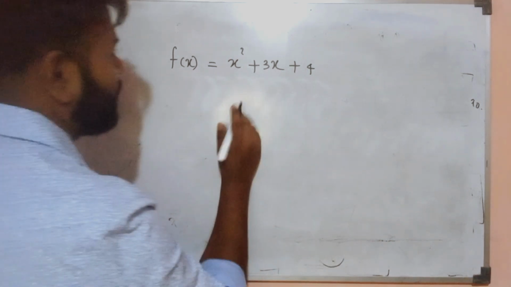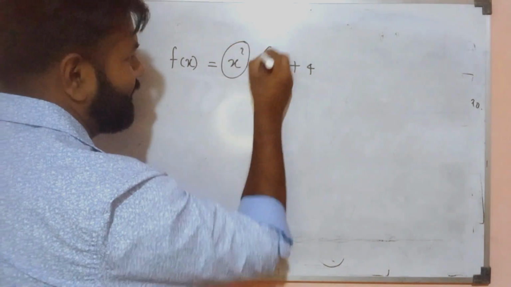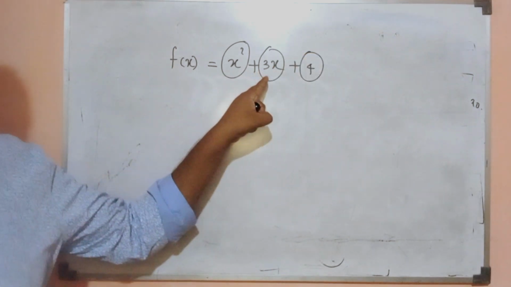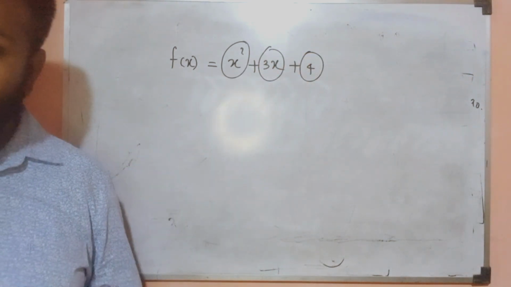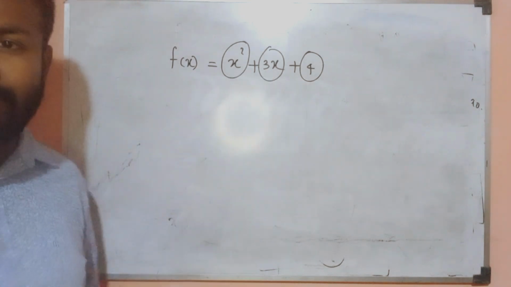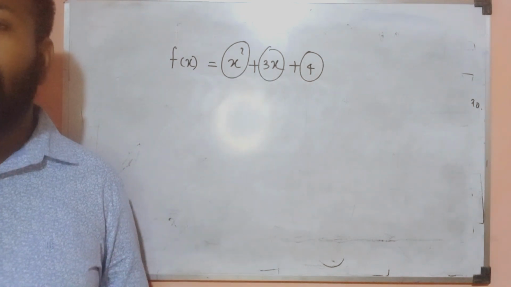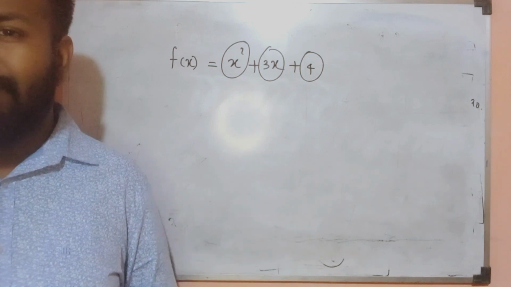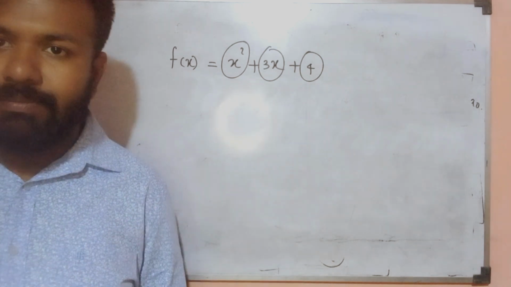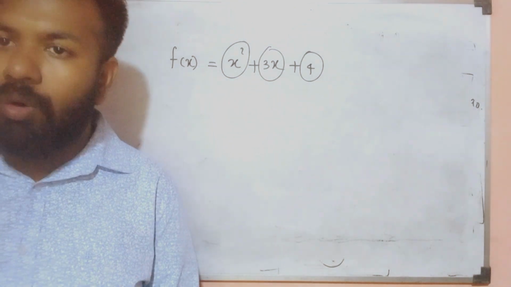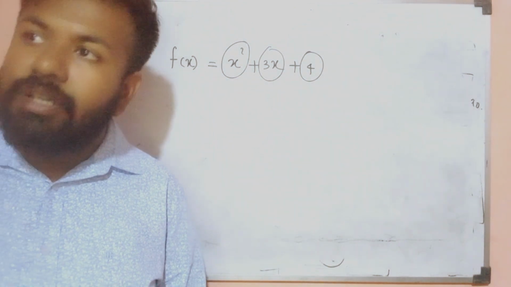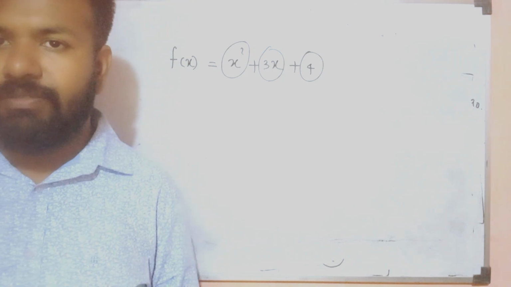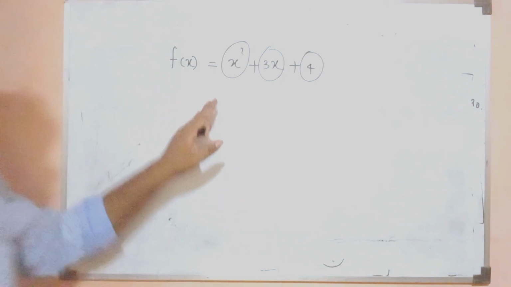This polynomial has three terms. x squared is a term, 3x is a term, and 4 is a term. A polynomial is an addition of these terms, and each term should have a positive integer exponent of the variable, or else it can be a number. So it's a polynomial.